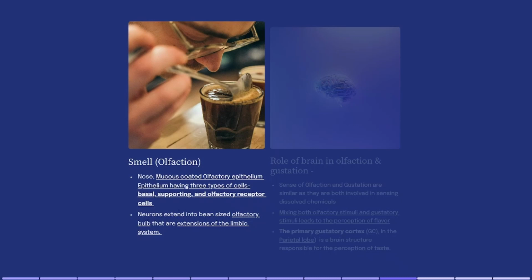Next, these olfactory receptor cells extend back to the CNS and connect to something called the olfactory bulb, which are extensions of the limbic system, which you must have already studied in your last video. That limbic system also helps in olfaction.